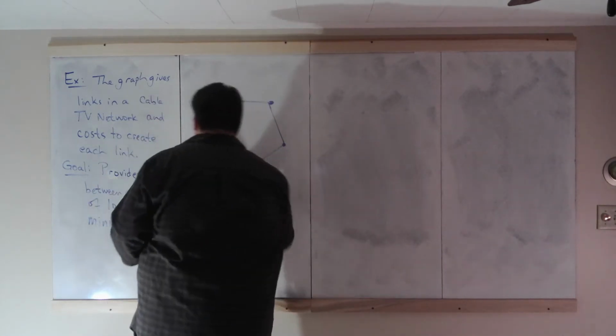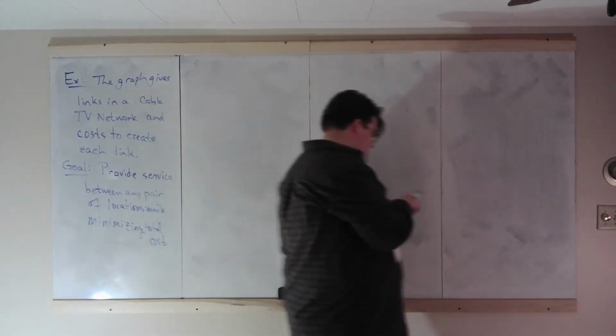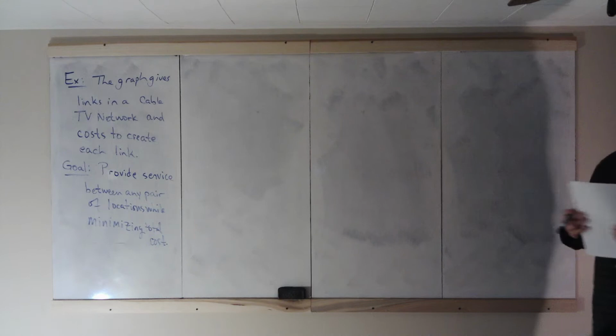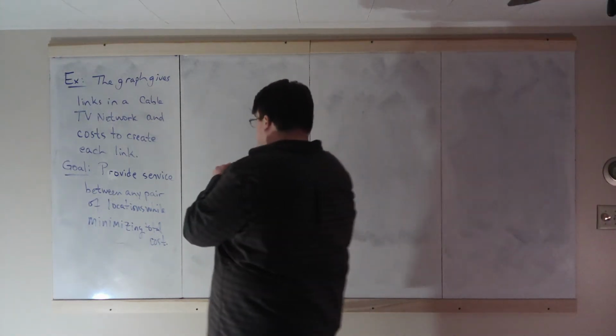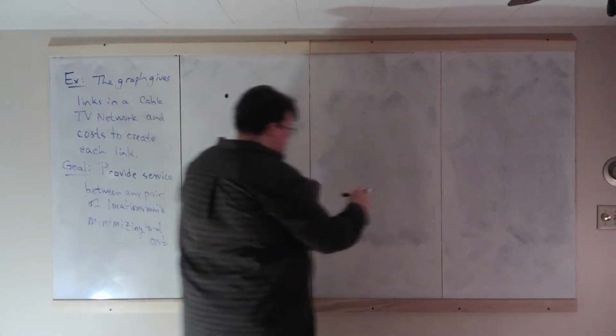I'm going to use a different marker, a new marker so it's darker. I should also keep that blue one near me because I'm probably going to need a blue one. That marker's not new. What's wrong?